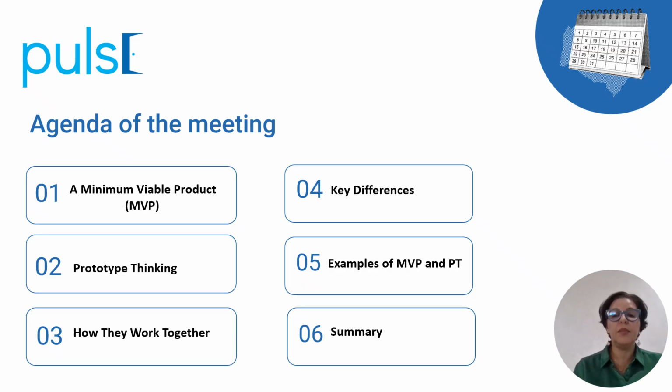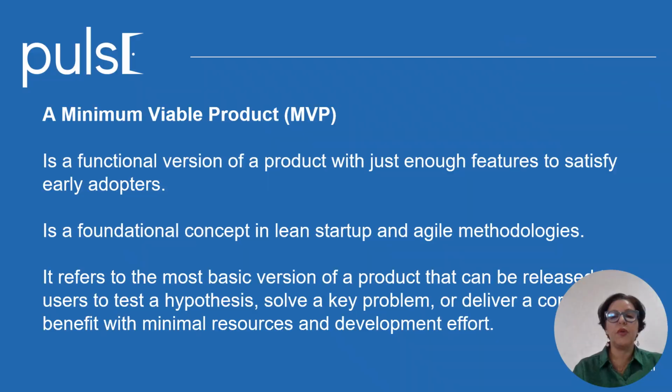Our agenda is as follows. We'll start with the minimum viable product definition and essentials, then product prototypes, and how they work with each other. Again, those are two principles that are complementary to each other. Then the key differences between them, examples of MVP and product prototype, and then a summary of all.